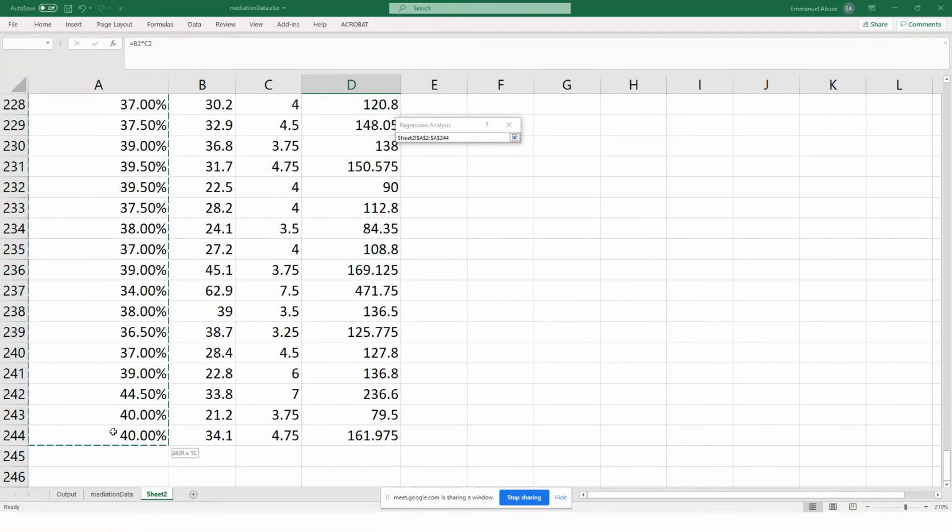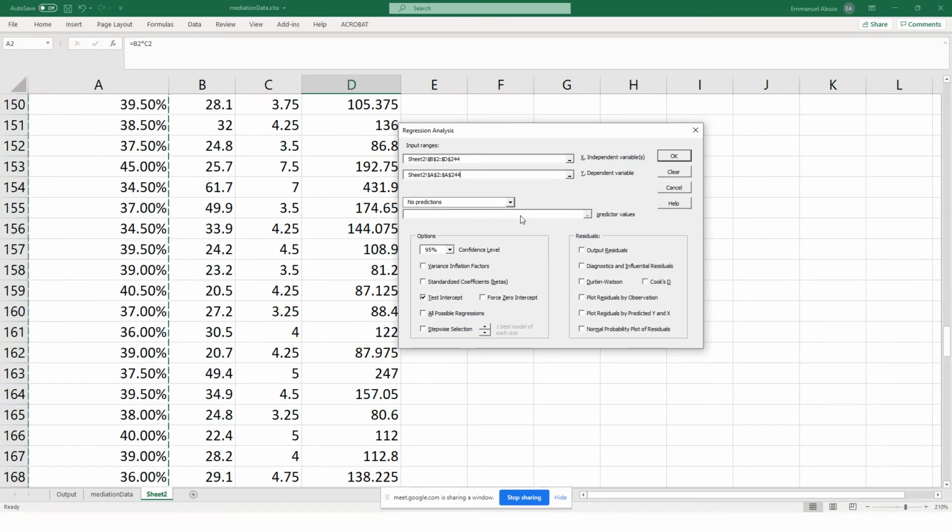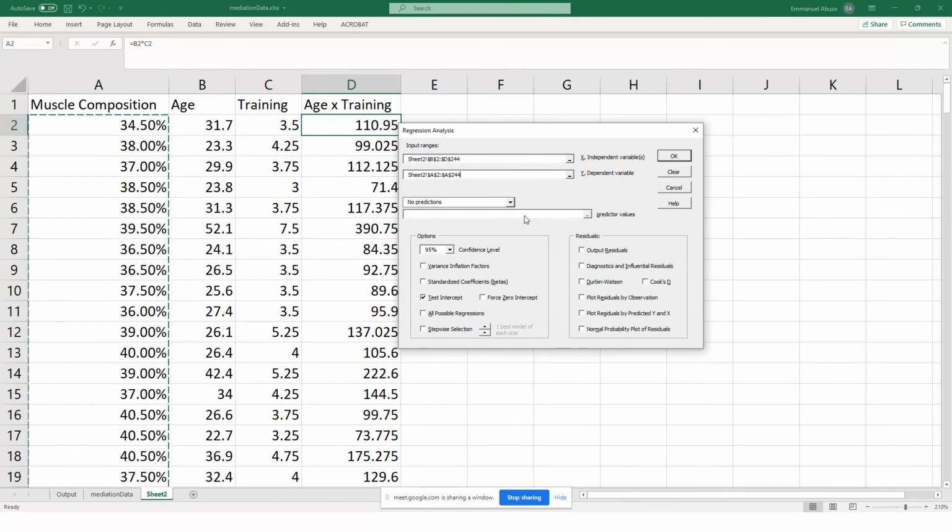Technically, we should first do the satisfaction of the assumptions, but in this presentation, we just go directly to the regression analysis. But in a real scenario, we first have to satisfy the assumptions before moving to the regression analysis. So let's say that our data satisfies the assumptions of the moderation analysis. Then let's move to regression. Then click OK.